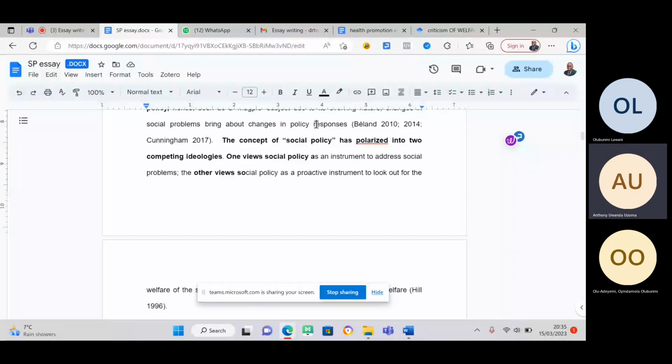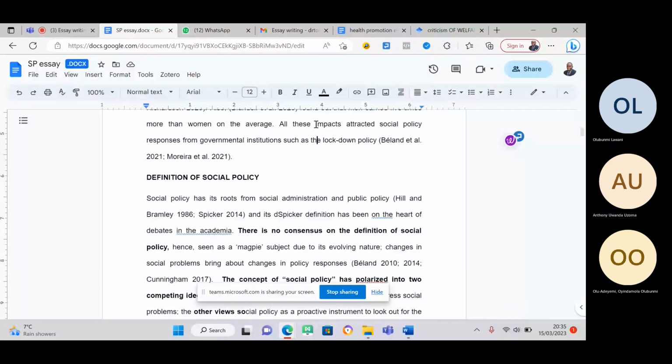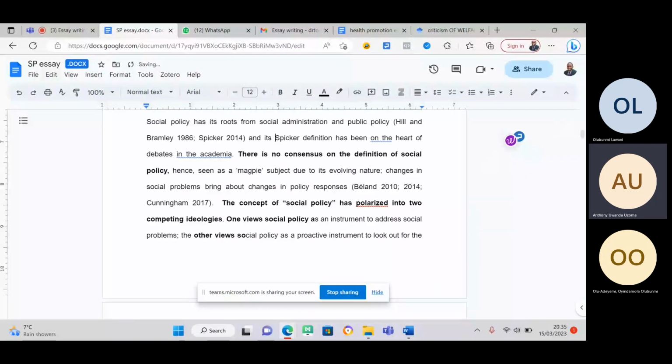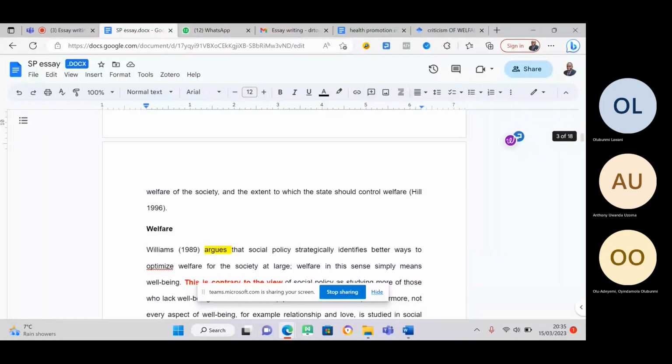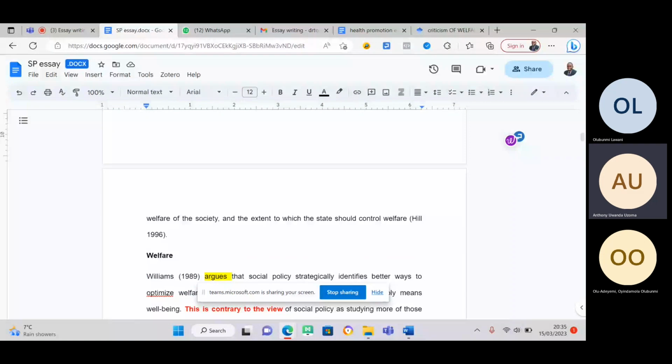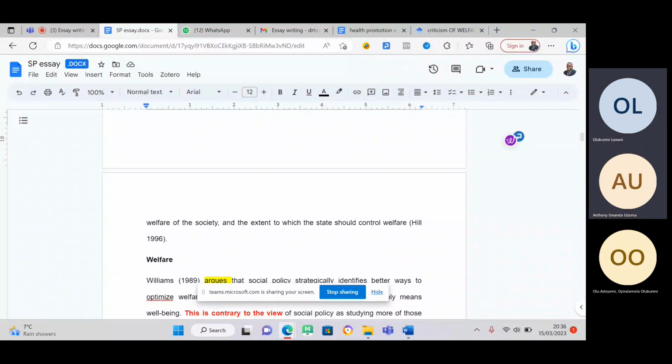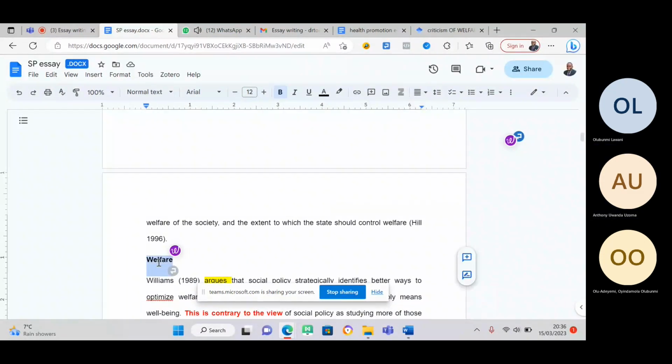Let me show you what logical flow is. Now look: I said there is no consensus in the definition of social policy, right? Now it has been polarized into two. So everything here is about social policy. Now I want to talk about welfare. But how do I link social policy to welfare?